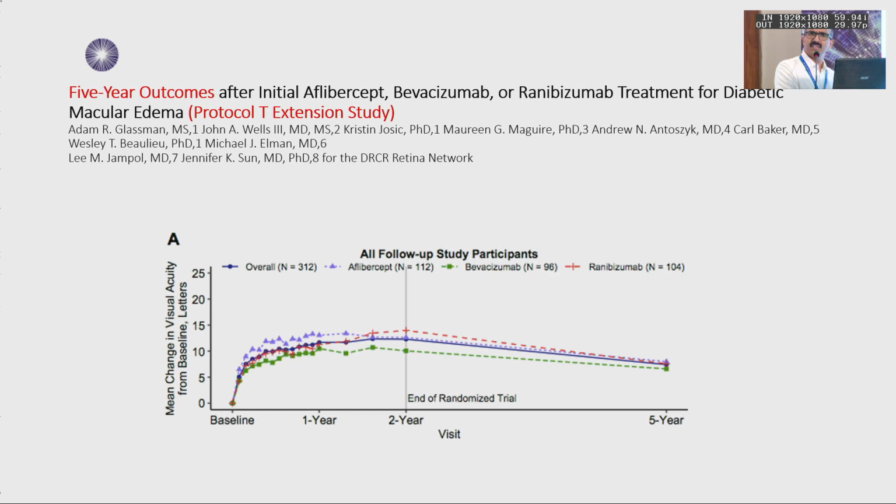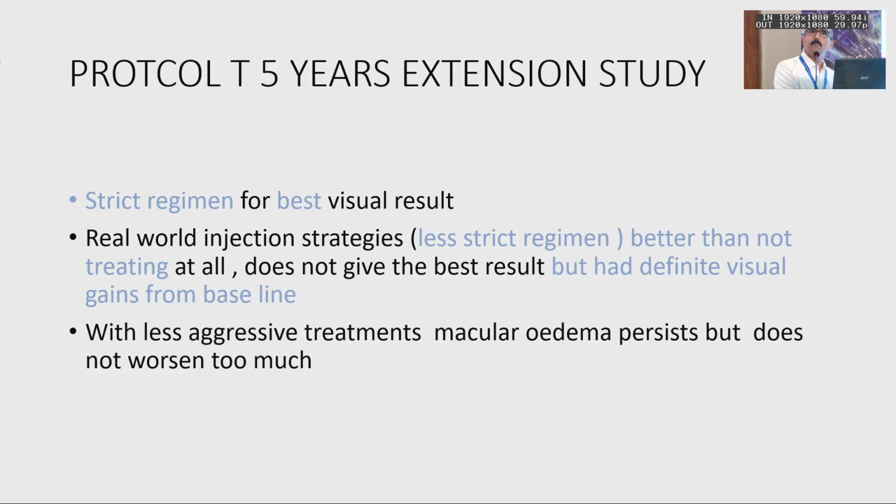Be it aflibercept or ranibizumab or bevacizumab, most of their efficacy is almost the same. Theoretically, aflibercept scores over ranibizumab, which scores over bevacizumab, but by and large, if you look at the graph, you know that most of the agents are the same. So keep injecting, and that gives the best result.